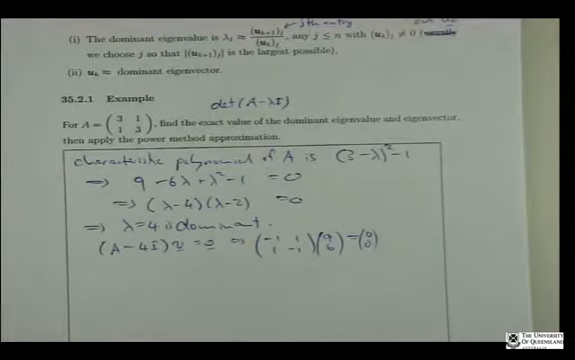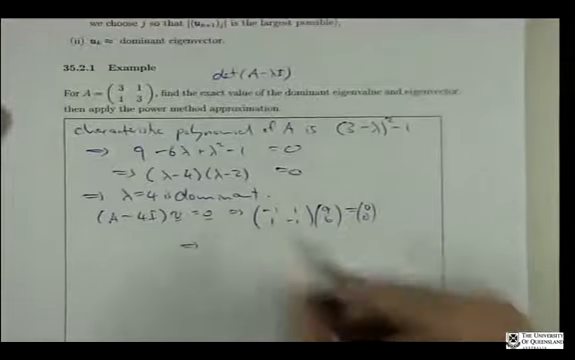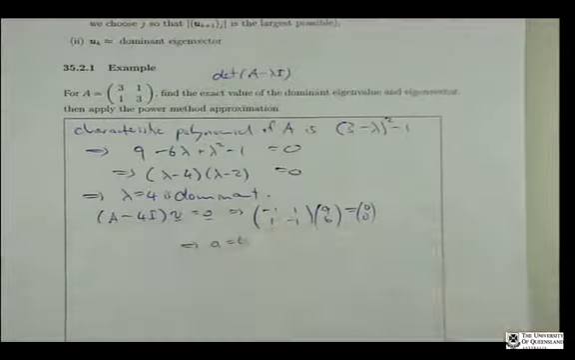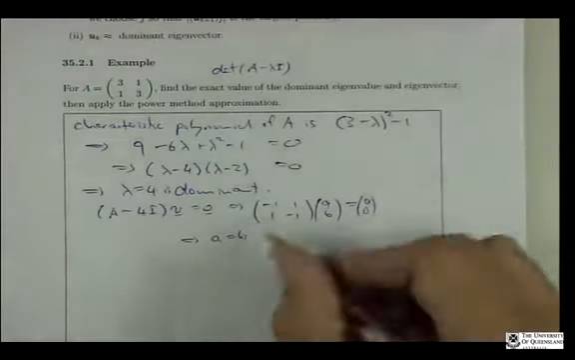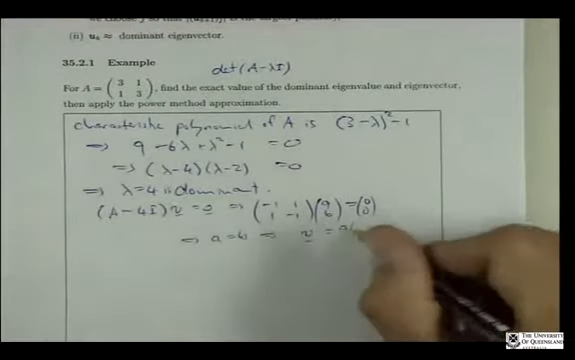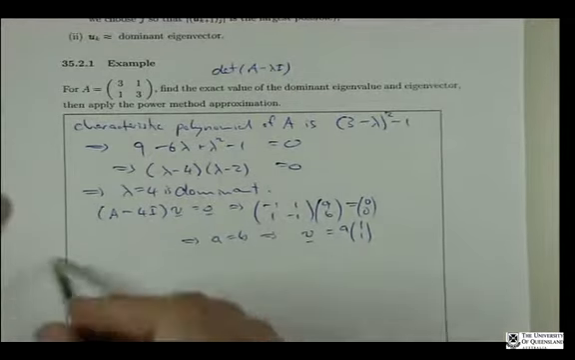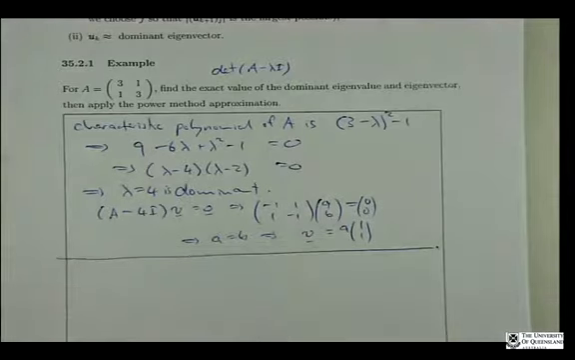In this case, both row 1 and row 2 imply that a must equal b. And in that case, our dominant eigenvector will just be any scalar multiple of the vector (1, 1). So that's the situation for that particular 2 by 2 matrix.